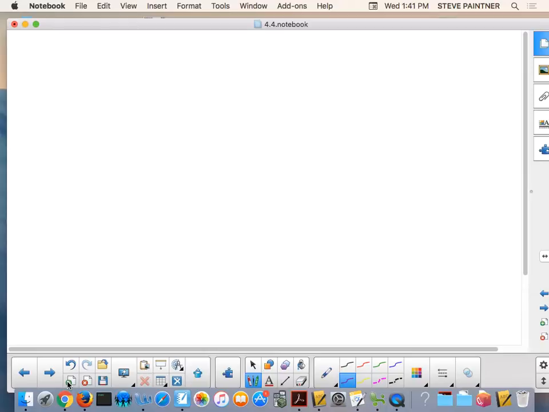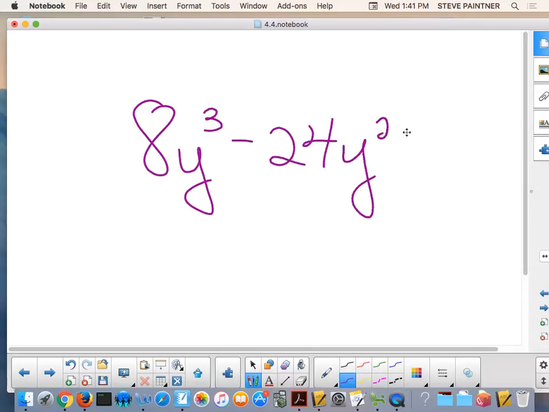Okay, let's try this one. Let's go a little harder. We're talking about the GCF, greatest common factor. Look at the numbers. Largest number that goes into 8 and 24. Some people will say 2. That's common. 4, that's common. But greatest common would be 8.